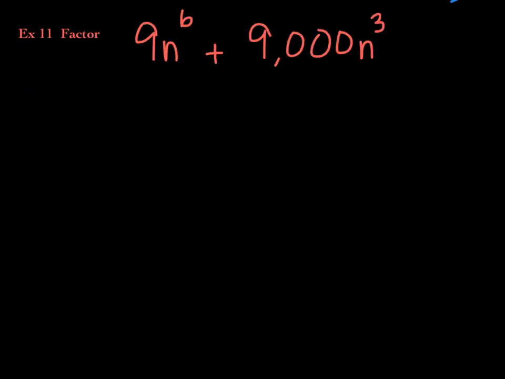Here's our last example. 9n to the 6th power plus 9,000 n cubed. What I would invite you to do is to pause this video now, pause the lesson, and give this a shot. And I want to give you a hint. I kind of want to point you in the right direction. Please don't forget that factoring out the GCF is always the first step. All right, go ahead and pause the lesson here and give this a shot.